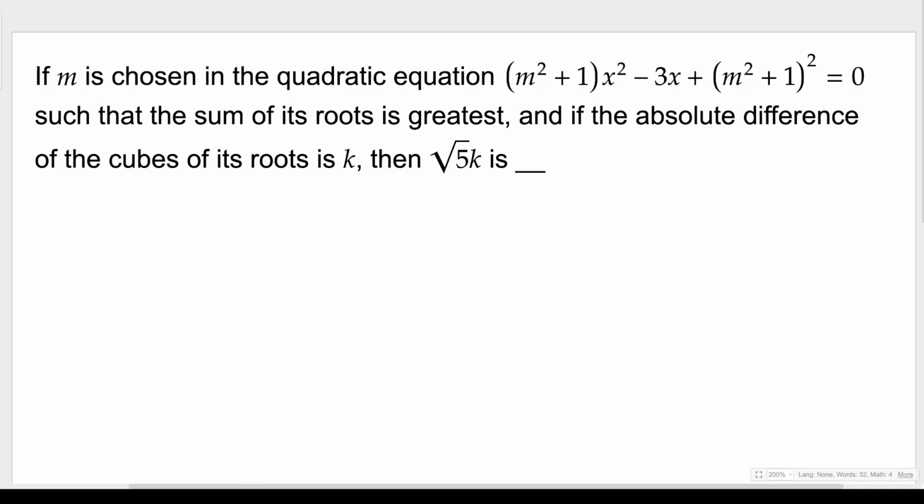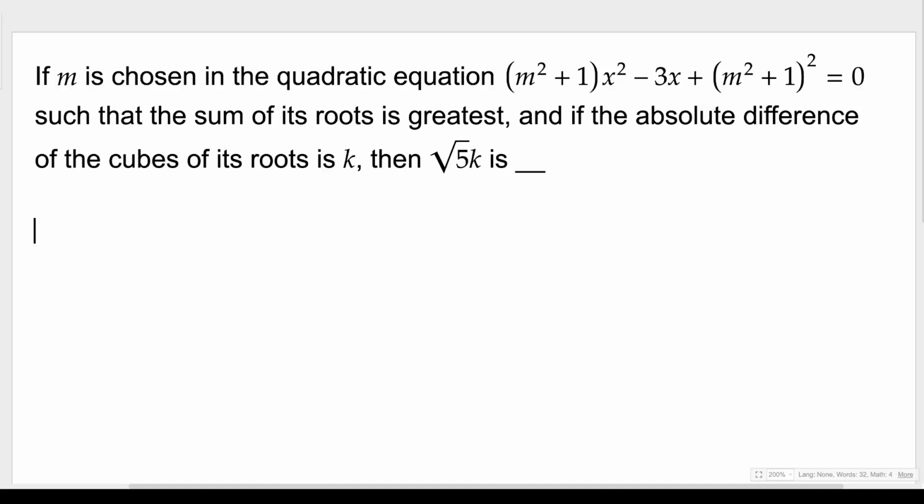So consider this problem statement. If m is chosen in the quadratic equation, that is (m² + 1)x² − 3x + (m² + 1)² = 0, such that the sum of its roots is greatest, and if the absolute difference of the cubes of its roots is k, in that case we need to compute the value of √5 times k. So definitely this k is outside, right?